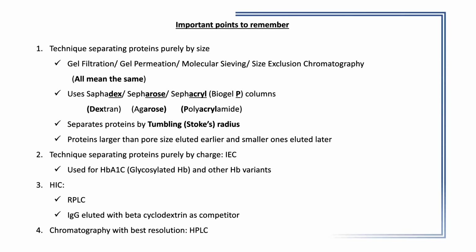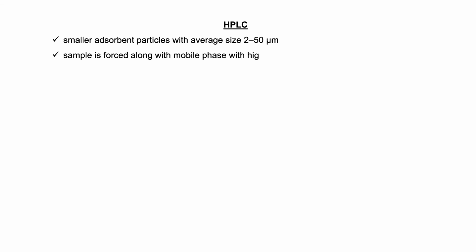Now what is HPLC? HPLC is a technique which uses small adsorbent particles with the average size of 2 to 50 micrometer. The particles are very small. The material filled in the column is small size particles. It is the technique in which the sample is forced along with the mobile phase with high pressure. For forcing the sample, we use high pressure from one side, and because high pressure is used, it is called high pressure liquid chromatography. HPLC stands for high pressure liquid chromatography.